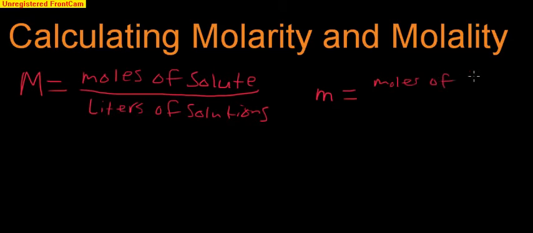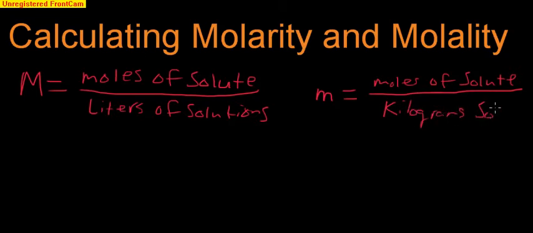Now, molality is abbreviated with a lowercase m, and the formula for molality is moles of solute. So we've got the same quantity in the numerator. The only thing that changes is the denominator, and the denominator for molality is kilograms of solvent.